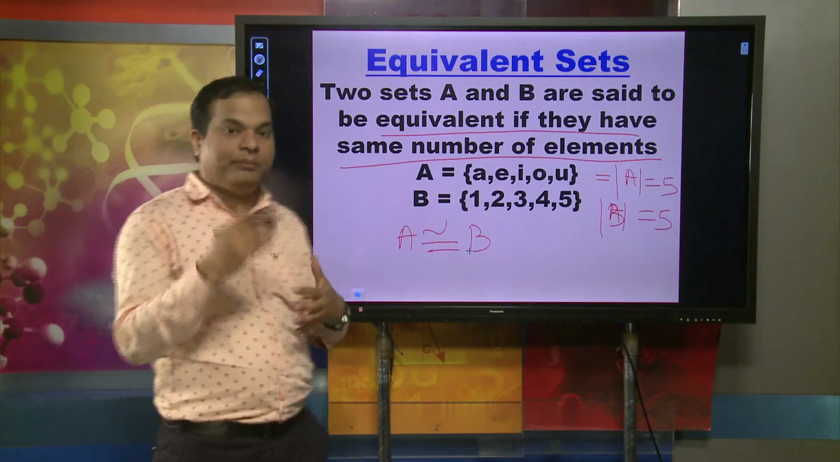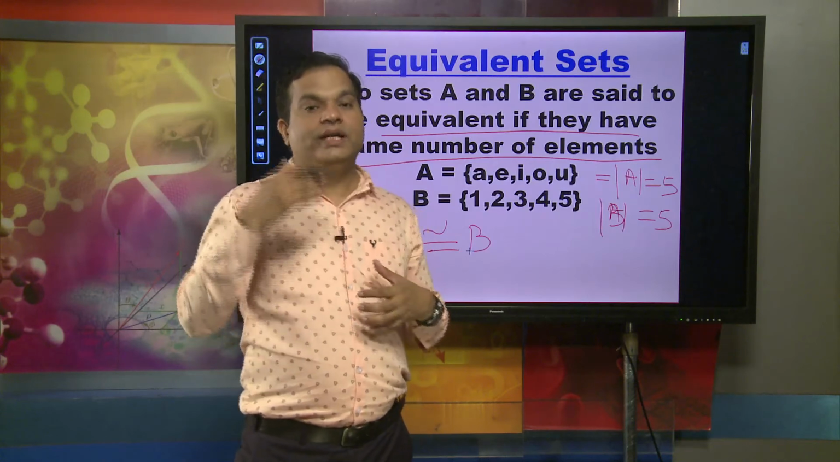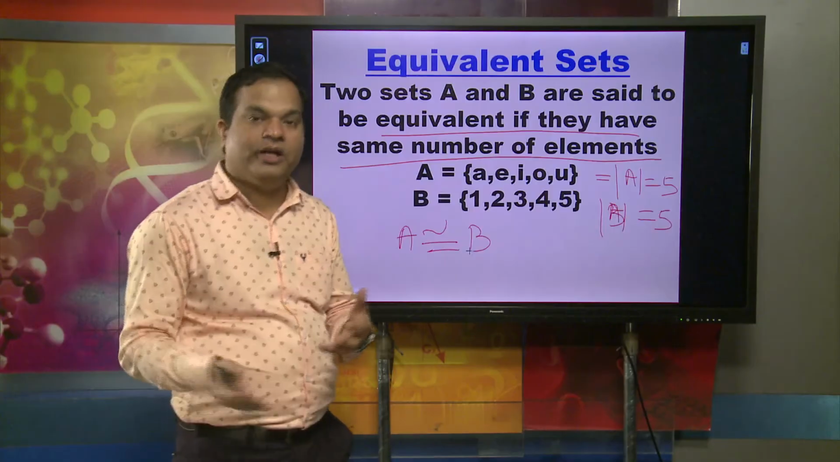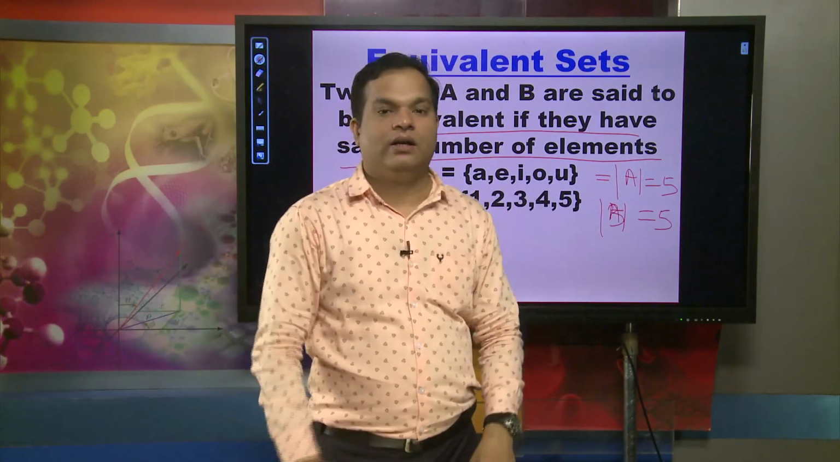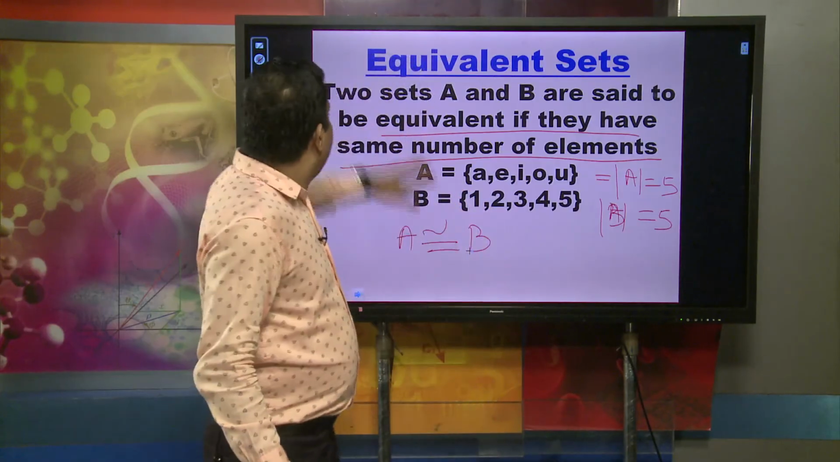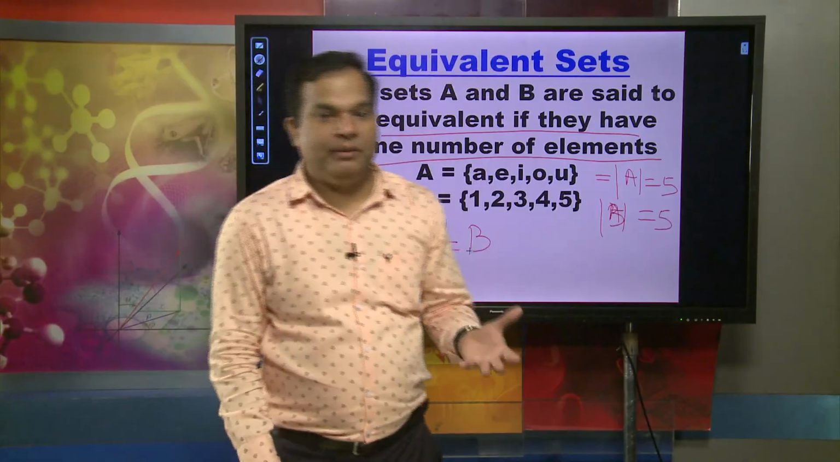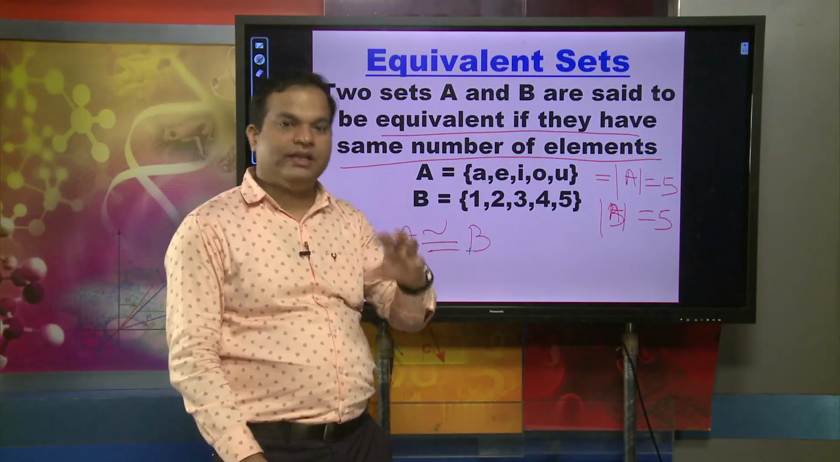Again I am repeating, we can conclude that all equal sets are equivalent. However, the reverse is not true: all equivalent sets are not equal. Equivalent set means the same number of elements are present in the two sets.